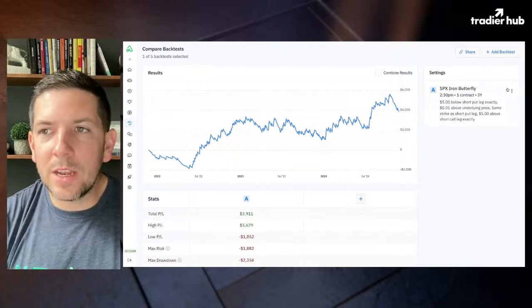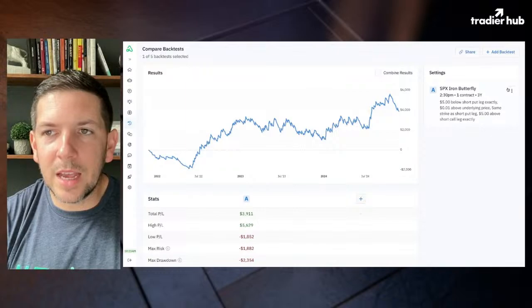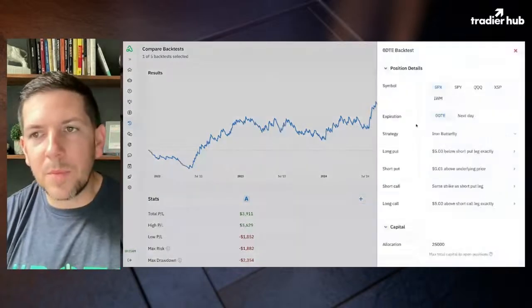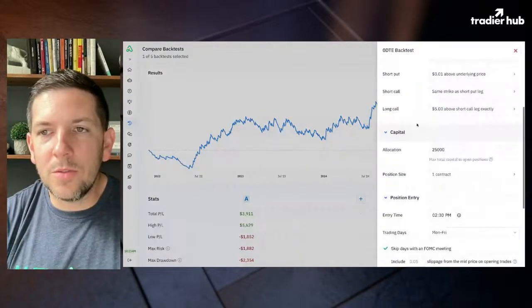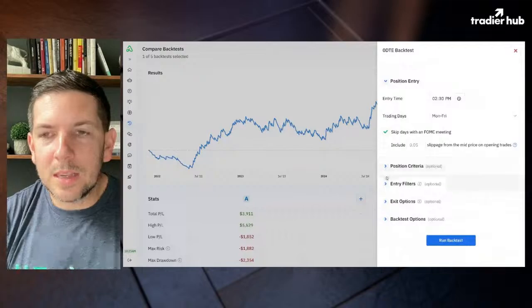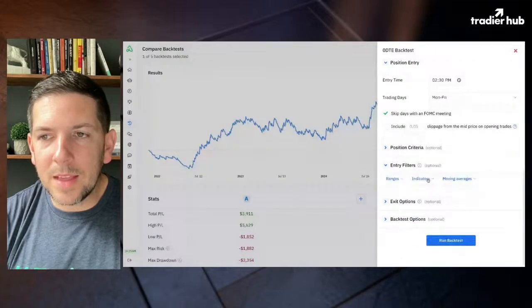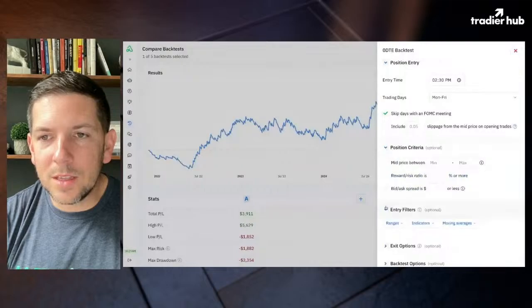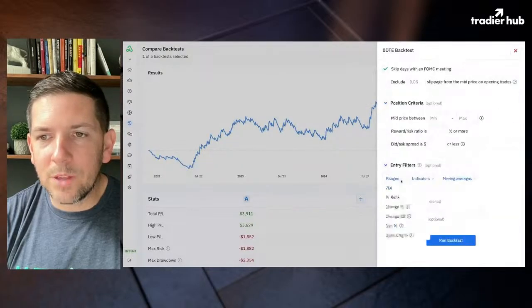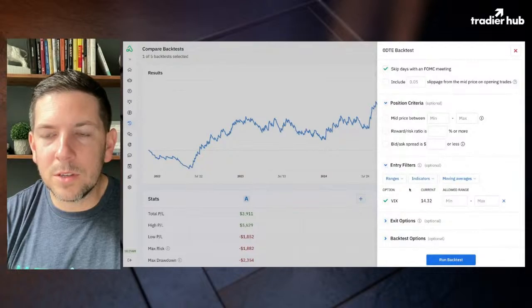So let's go in here and create some new variations again. We're going to use this as a benchmark and create some new variations within this. This time, what we're going to do is add some entry filters. Let's add some position criteria here and some entry filters. So let's do a VIX range filter. That's going to be the first one that we're going to allow.